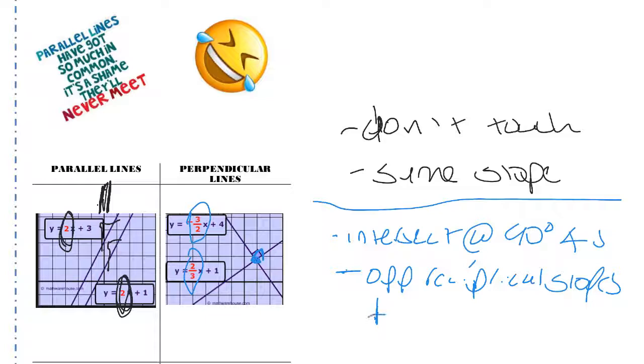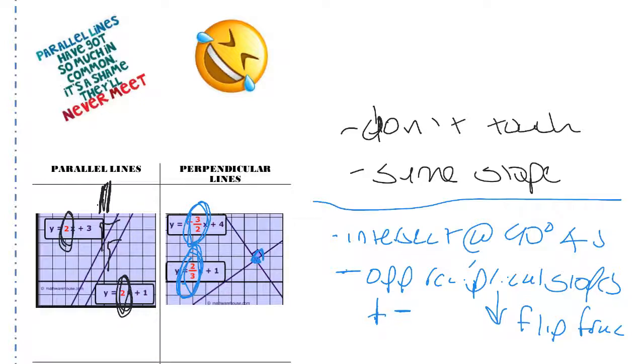So opposite reciprocal slopes. Opposite means change the sign. So if I look at that first equation, it's -3/2. The second equation is 2/3. The sign is changed. One's negative, one's positive. Reciprocal means flip the fraction. Because it's 3/2 in the first one, but in the second equation, it's 2/3.